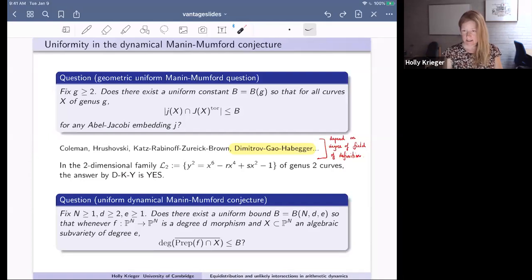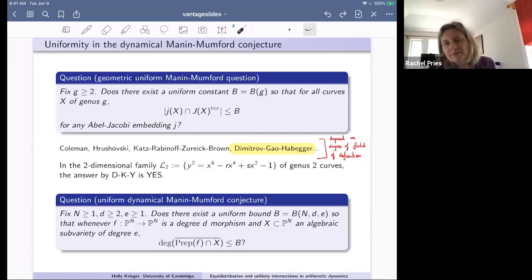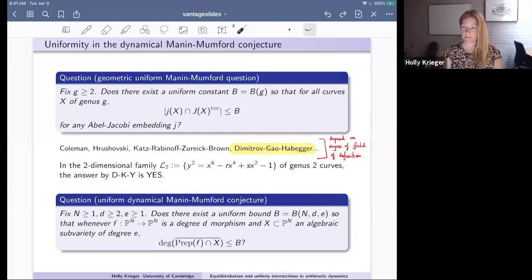Our techniques say that in our uniform theorems. Holly, we couldn't hear you for a second. You might need to repeat your last sentence. Oh, sorry, okay, am I all right now?